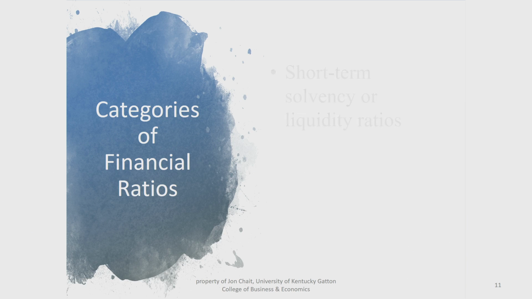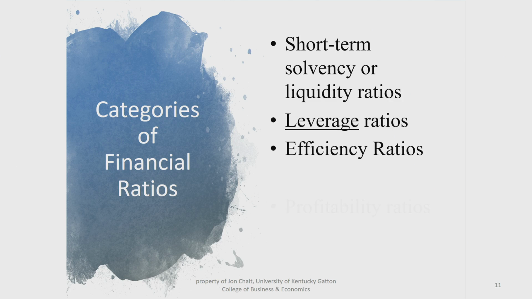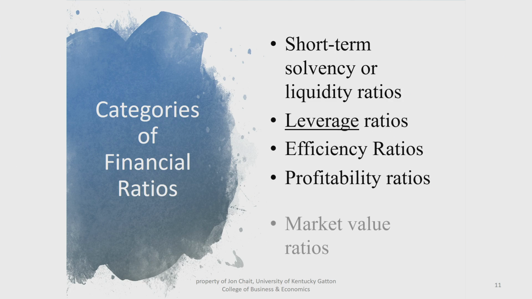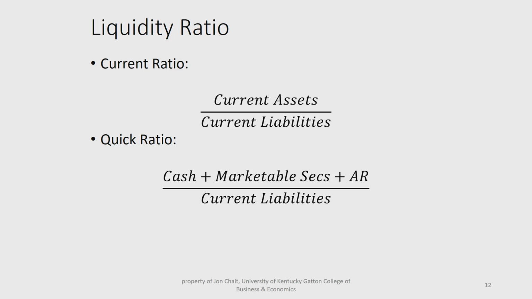So we look at ratios, and there are 5 categories: solvency or liquidity, leverage, efficiency, profitability, and market value. Now, this list probably has no meaning. Let's go through them one at a time, and we'll give them a little more meaning. So, liquidity.